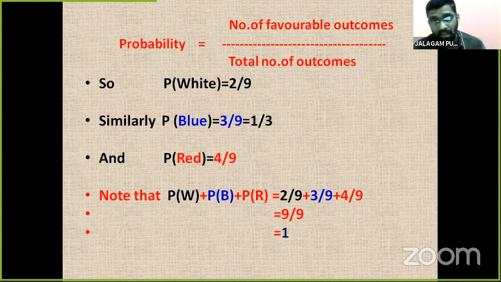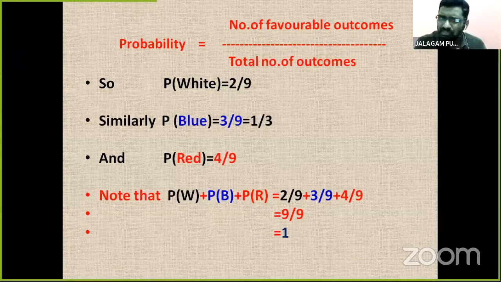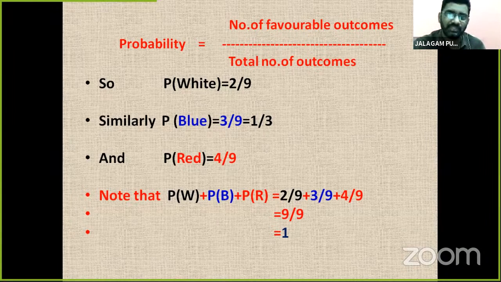And we also discussed that probability is greater than or equal to 0 and less than or equal to 1. The probability lies between 0 and 1, sometimes equal to 0 and sometimes equal to 1. So 0 is less than or equal to P, which is less than or equal to 1. Already we learned about that.